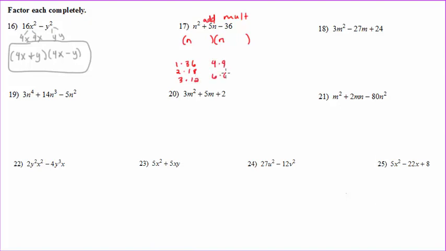Here are all of the things that multiply to get 36. I want negative 36, so I'm going to have to subtract my numbers to get 5, which means 4 and 9 are my winning pair. I want a positive 5, which means I need plus 9 and minus 4.